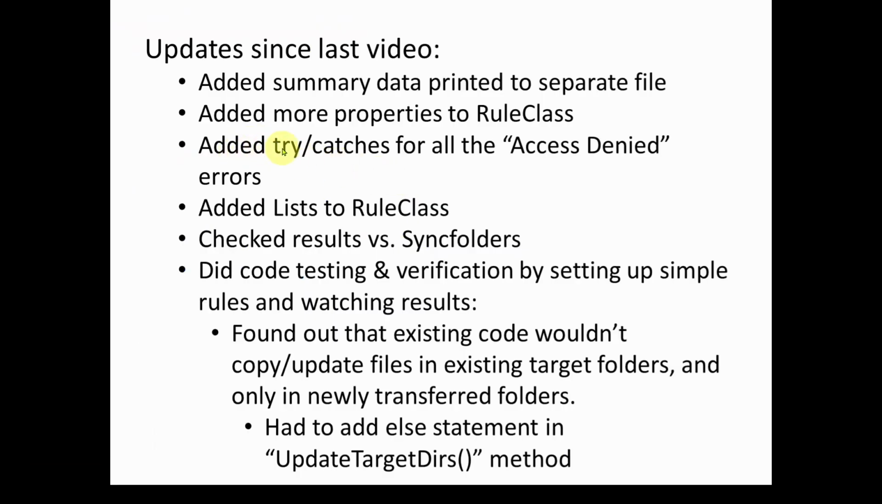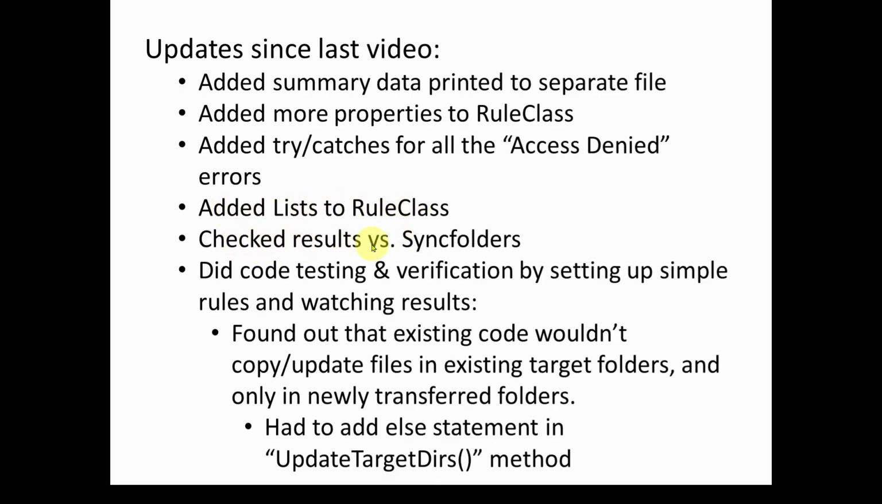Now also, when we go through and do this, we will find out that we're going to have a bunch of access denied errors. So what we're going to do is add some try catches when we go through and try to access some of the other files and folders that we're trying to back up to. So we're going to add some try catches to check those. As we said, we added some lists to the rule class.